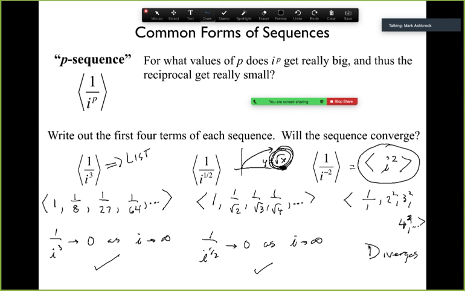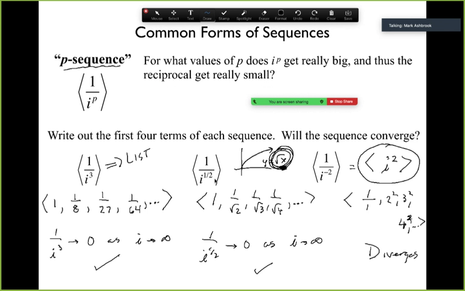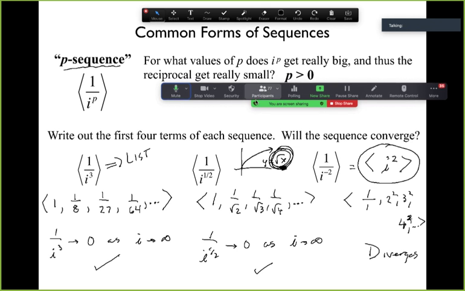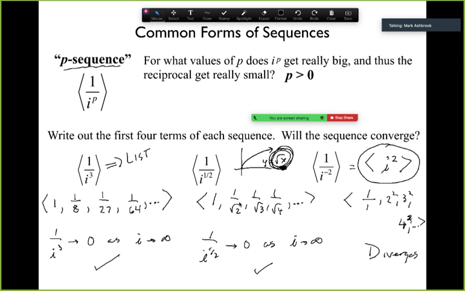So when does a p sequence converge to 0? It converges to 0 as long as your exponent, the exponent on I, is positive. All it needs to be is positive. Now this is not a proof, but we're just thinking about it and showing some examples. As long as p is greater than 0, as long as your exponent in the denominator is positive, the denominator will eventually get as big as you want it to get, and therefore the terms of the sequence will approach 0.